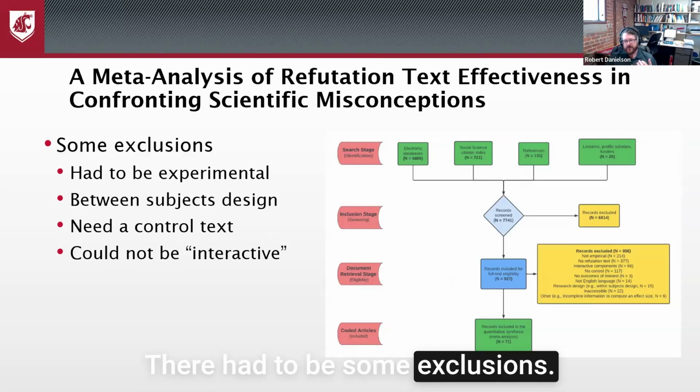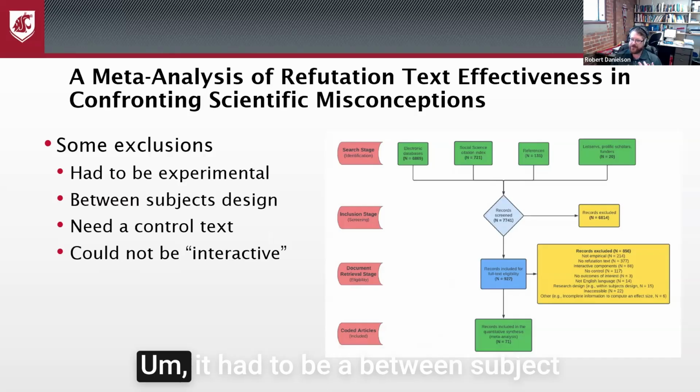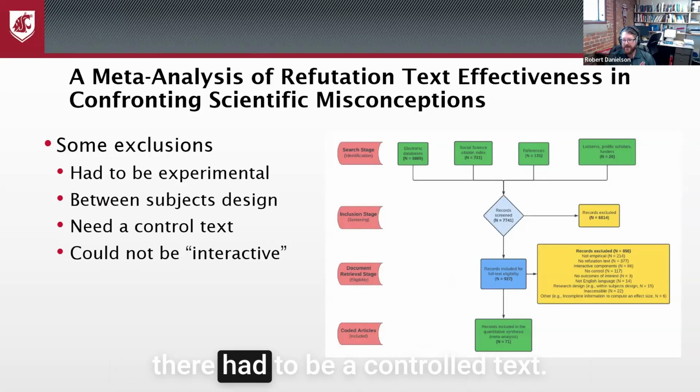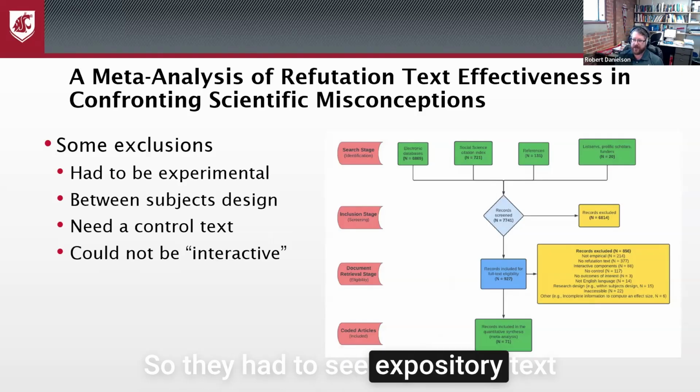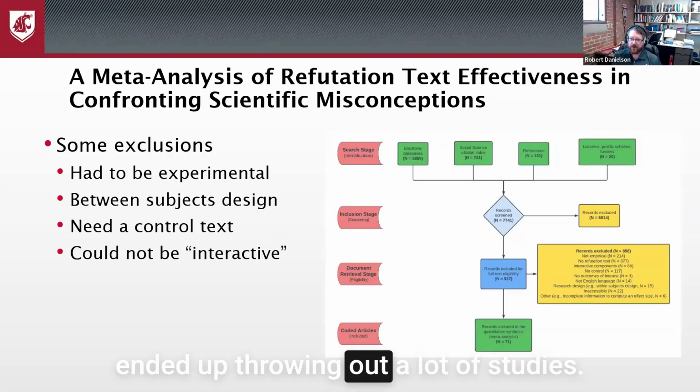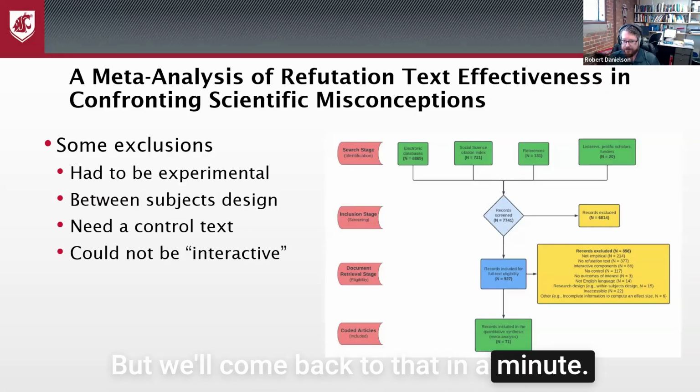There had to be some exclusions. It had to be experimental. It had to be a between subject design, so no within subjects designs. There had to be a controlled text, so they had to see expository text. And it could not be interactive, which ended up throwing out a lot of studies. But we'll come back to that in a minute.